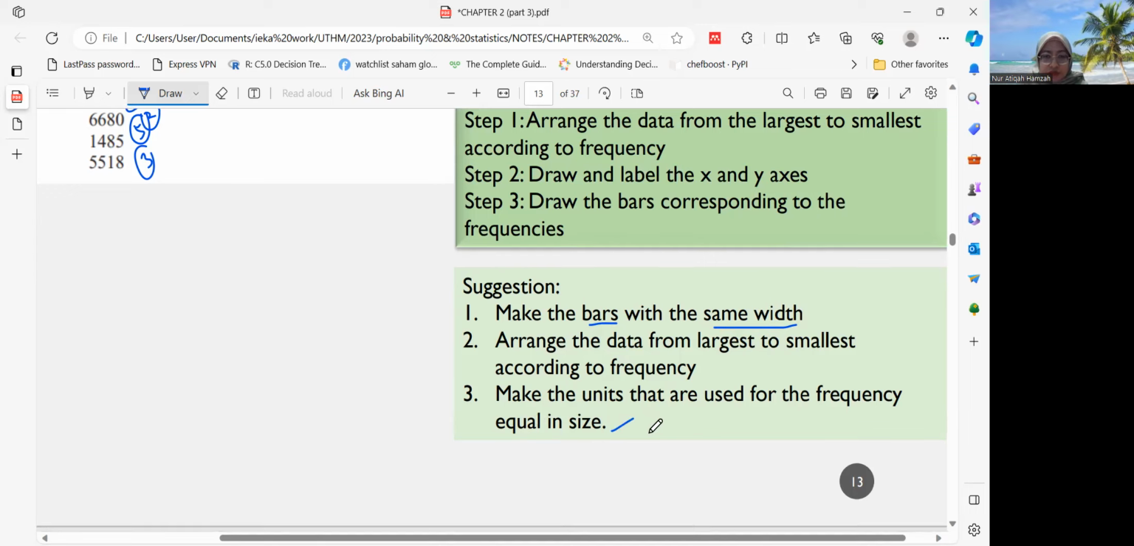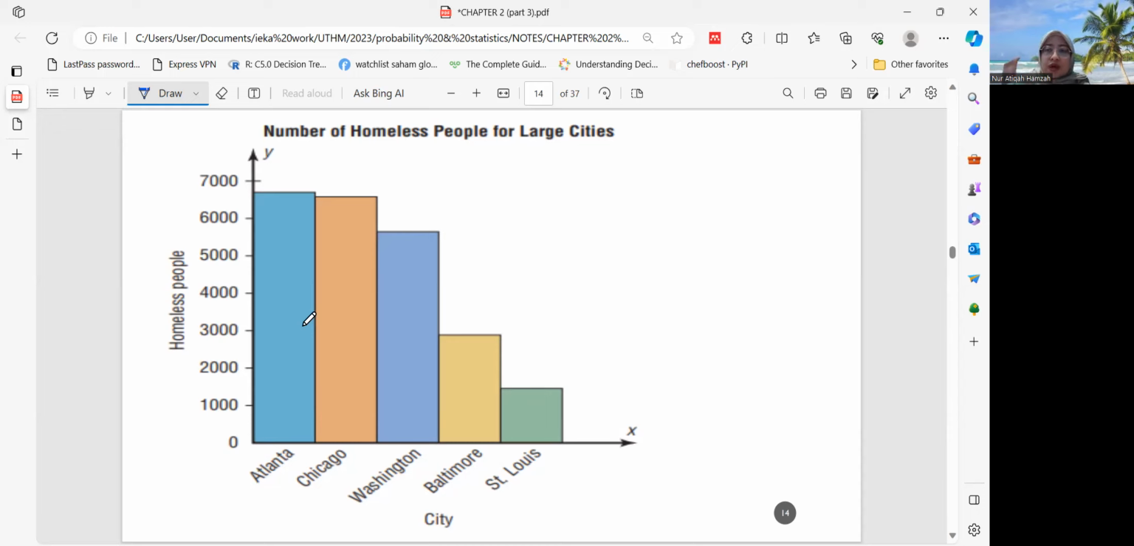Okay, so this is the Pareto chart. Beza dengan bar graph yang biasa ialah kalau bar graph selalunya dia tak perlu disusun, and then dia tak perlu untuk rapat-rapat. Okay, kalau ada space between each bar, it is fine. But then for this kind of Pareto chart, dia adalah from the first bar to the second bar, they are close together. Okay, attached with each other. Same like histogram. Okay, so next is time series graph.